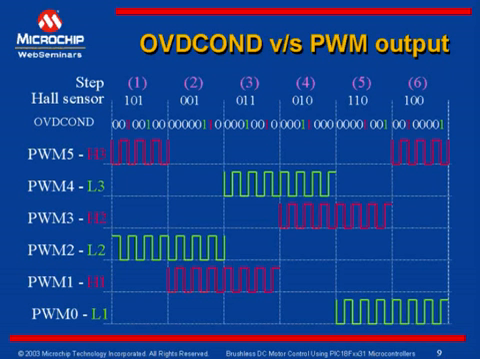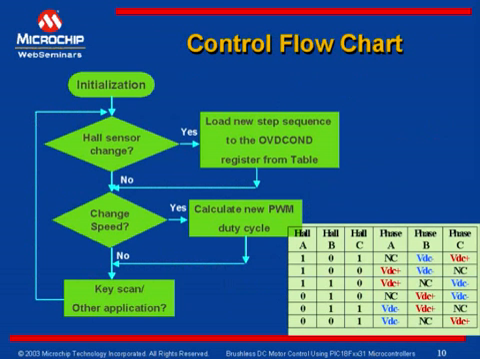Next, let us quickly see how a control flow chart looks like. This is a simplified flow chart controlling a brushless DC motor. The sequence table dictates the PWM channels that should be active or inactive state here. So this is the same table that we have seen earlier. On every transition of Hall sensor input, new step from the sequence is loaded to OVDCOND register. So Hall sensor input is monitored every time, and if there is any change in Hall sensor inputs, new value to OVDCOND register is determined and loaded.